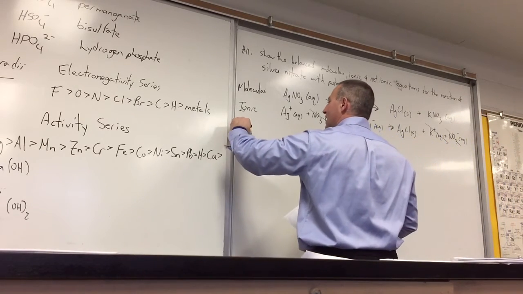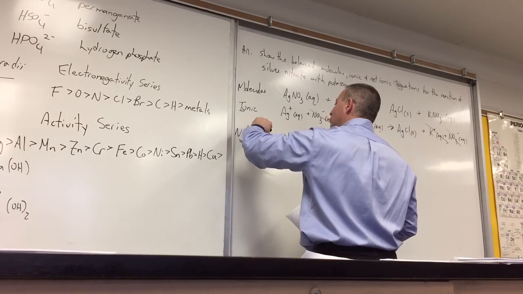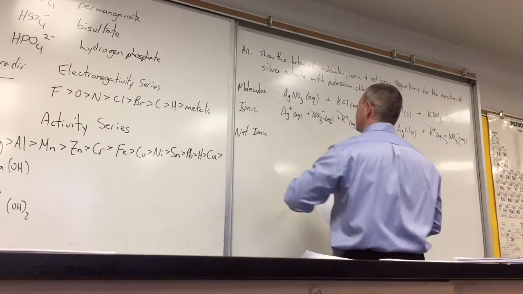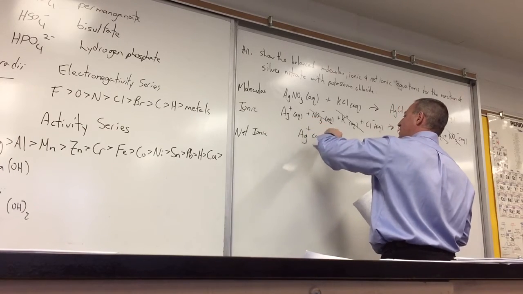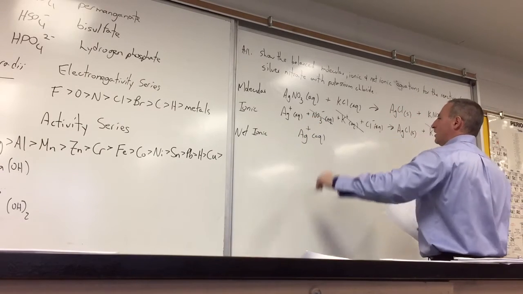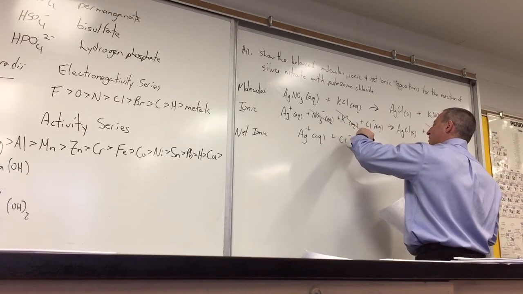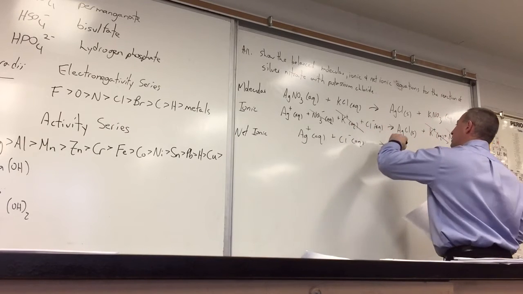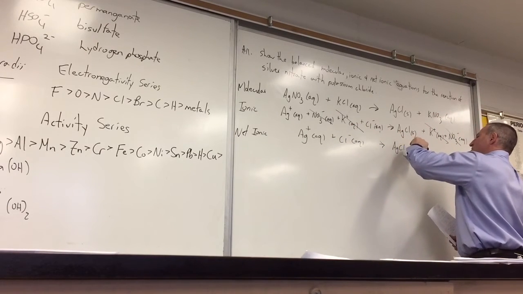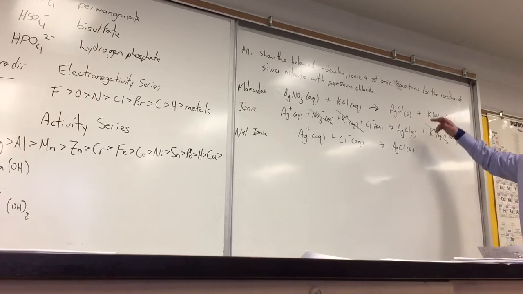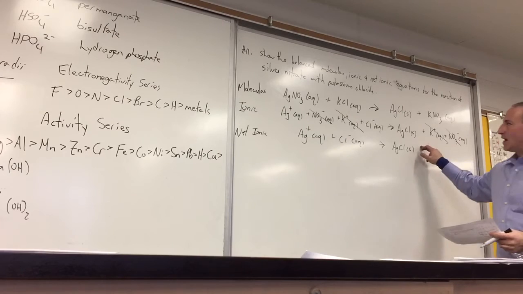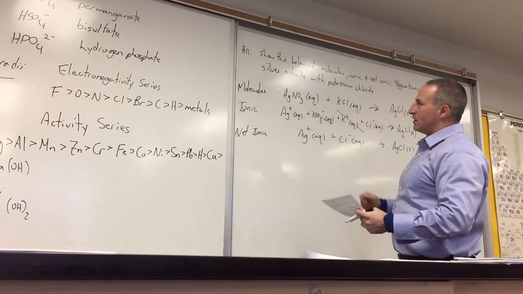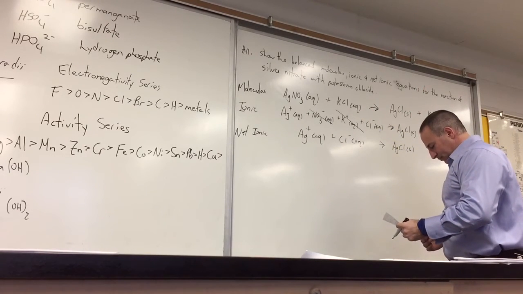So in the net ionic equation, you don't include the spectator ions. What you write is only the things that are reacting. So Ag plus cation plus the chloride anion are combining to form silver chloride, which then precipitates out of solution. So this is three different ways of representing the same chemical reaction, each one with its particular purpose.